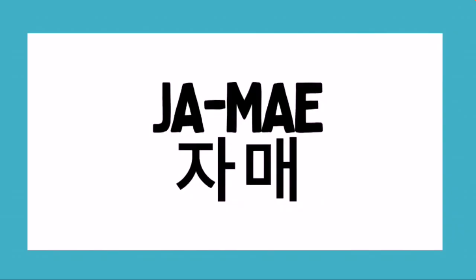Word number 143. Jamae. This is pronounced as a two-syllable word. The first syllable is ja, the second syllable is me. Pronounce it with me. Jamae.